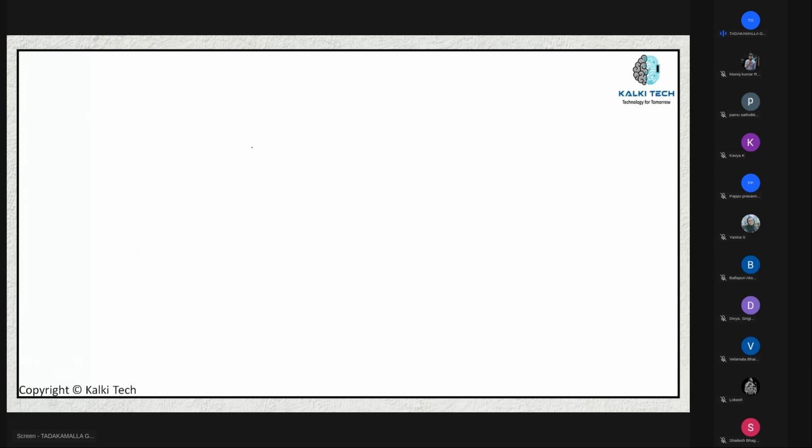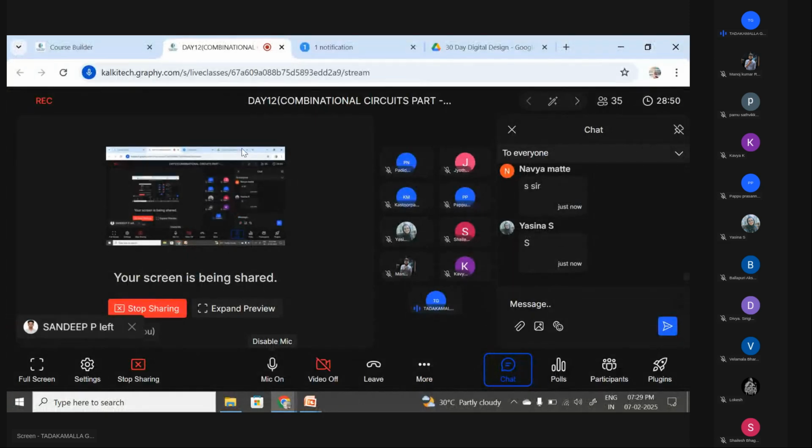So is it clear for everyone? The 4 cross 1 mux, 2 cross 1 mux, 8 cross 1 mux, 16 cross 1 mux, 32 cross 1 mux, everything, is it clear? Yes or no in the chat box, please?